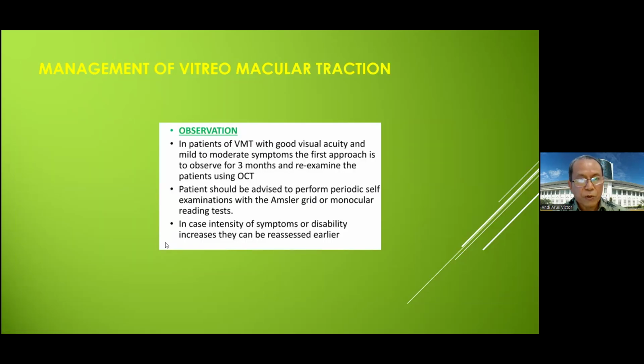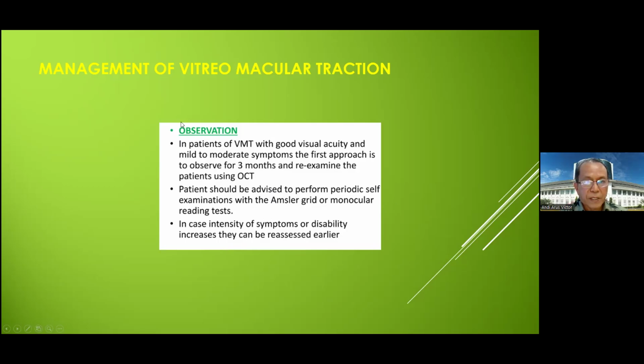If we have vitreomacular traction, usually we observe in patients with good visual acuity. If visual acuity is mildly to moderately affected with symptoms, the first approach is to observe for 3 months and re-examine using OCT. Patients should be advised to perform periodic examination with Amsler grid or monocular reading test.